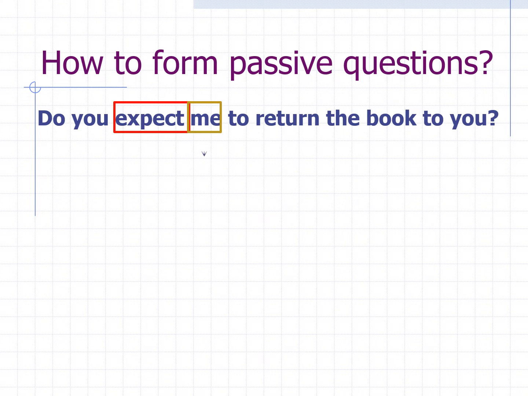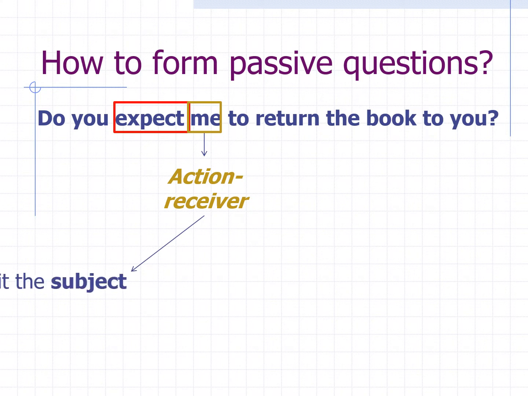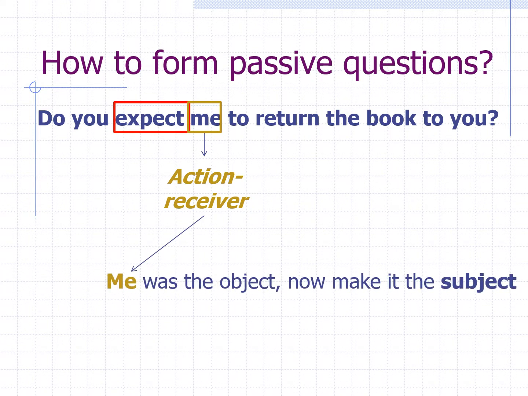Now, another tricky thing is me. This is the action receiver. It was the object of the sentence, but now we have to change it into the subject. So we cannot put me at the beginning anymore. We have to change it to I. Remember that. Now the next thing we have to look at is the tense of the question. Usually we look at the auxiliary verb at the beginning, because it tells you what tense the question is. In this case, do. We know that the question is in present tense.